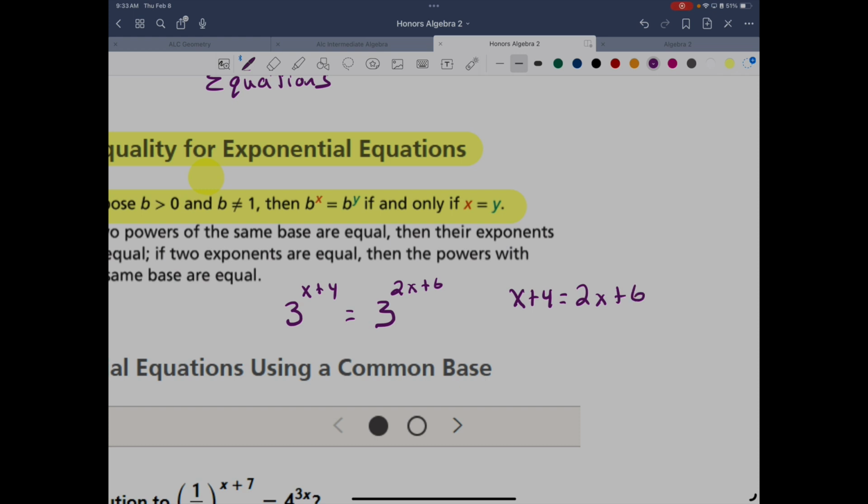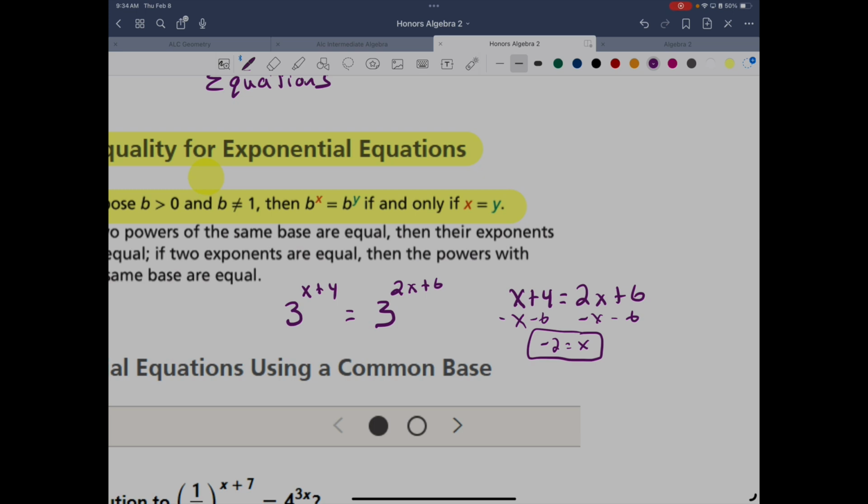So now we've got it just down to a simple equation. Subtract x from both sides. Subtract 6 from both sides. You end up with negative 2 is equal to x. And if you plug negative 2 back in there, negative 2 plus 4 is 2. Negative 4 plus 6 is 2. You get 3 squared equals 3 squared. So if the base is exactly the same, you just set the exponents equal to each other.